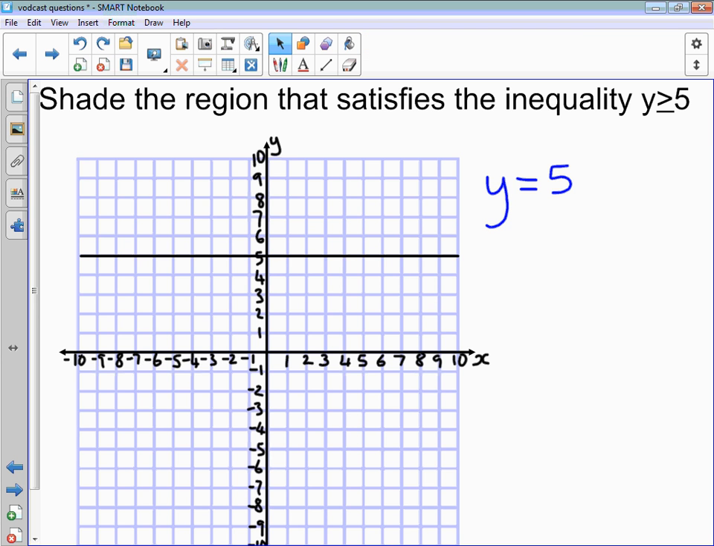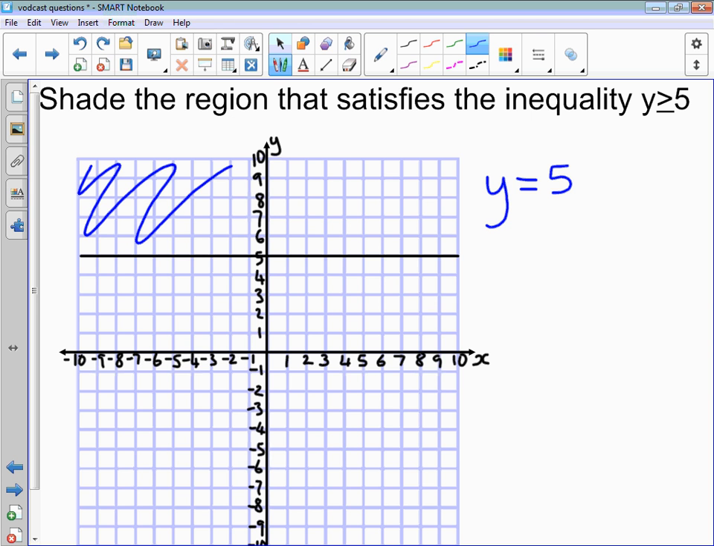And to work out which side I need to shade, all the values where y is greater than 5. So in this case, it's going to be everything above the line.